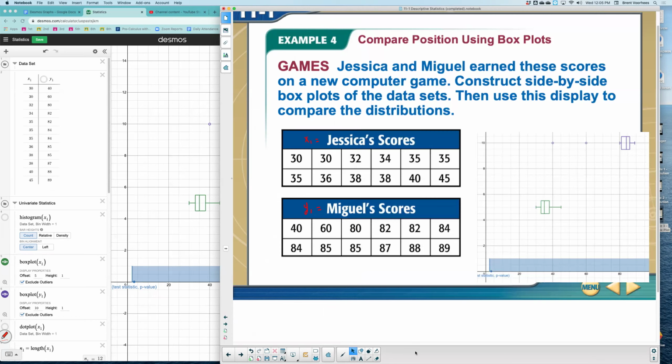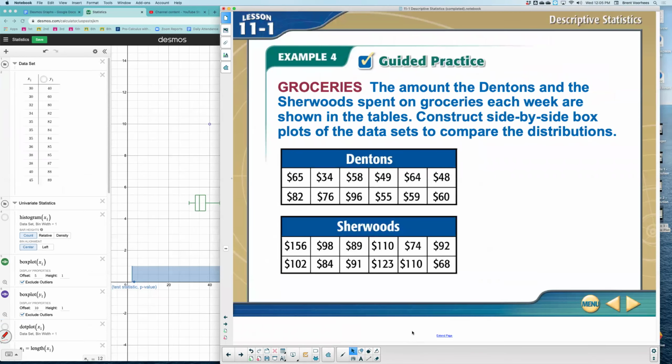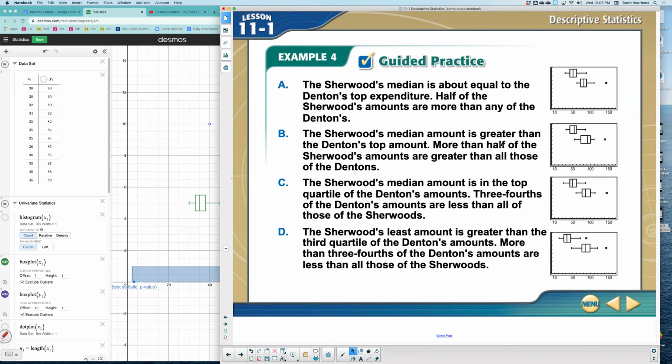All right, with that, I'm going to let you try DOL number 4 here. Pause your video to get your data in. Do not worry about the dollar signs, just enter the numbers. And now I'll let you look at the different answer choices.